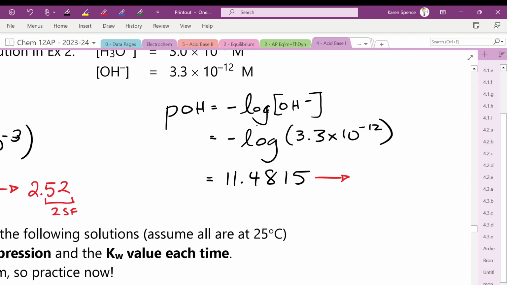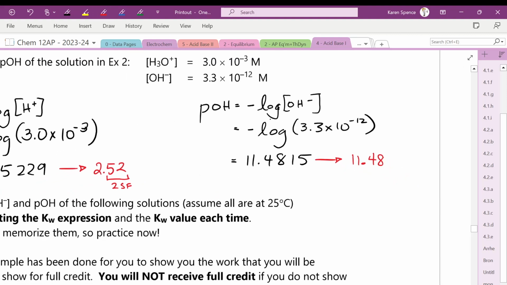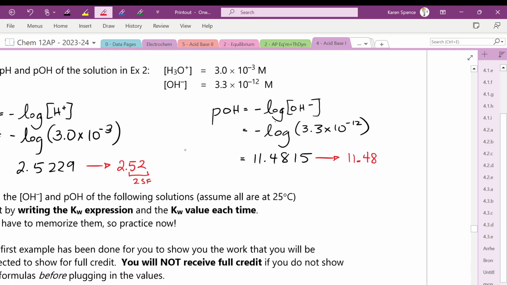All right, and 11 point, what? 48. Now, what do you notice about the numbers 2.52 and 11.48? What happens if we add those? What do we get? We get 14.00, because if you remember from last day, pH plus pOH is equal to 14.